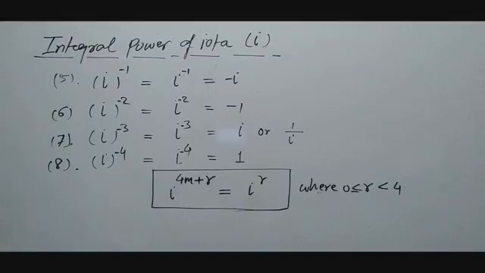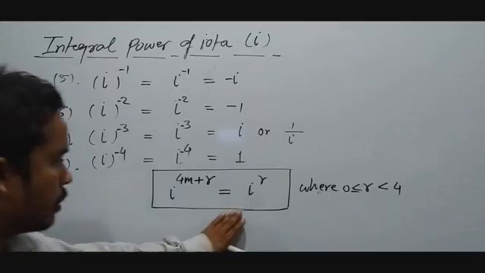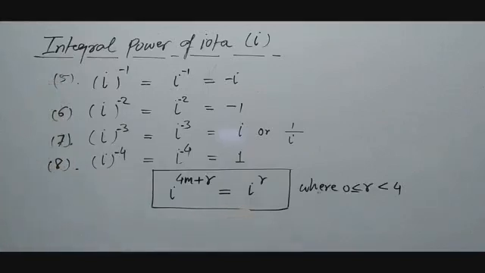Now I will come to the next topic. Before starting the next topic, i to the power any integral power, one out of 4 we can say, that value will be minus 1, 1, i, and minus 1, minus i. Now I will come to the next topic.